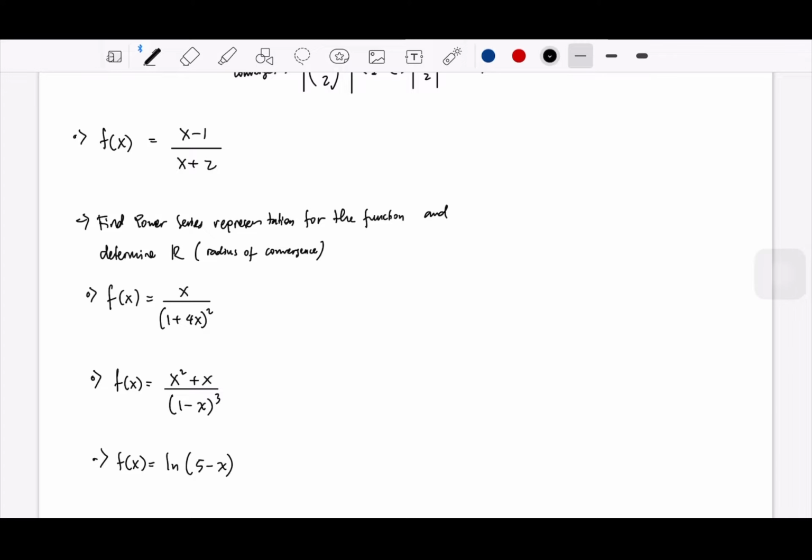Okay, for example, (x minus 1) over (x plus 2). We can separate this. It becomes two equations. The first one is x over (x plus 2) minus 1 over (x plus 2). And for each one, because we already know 1 over (x plus 2) in terms of power series, we already did it in the example.